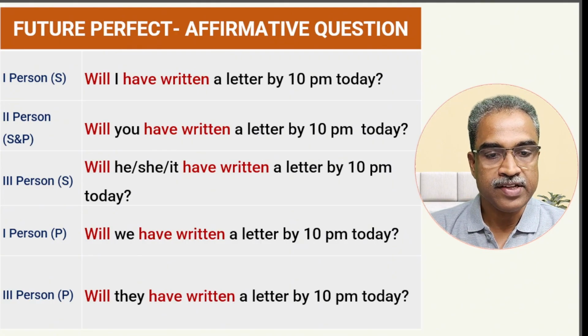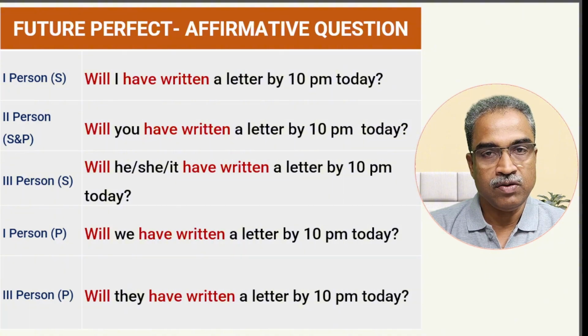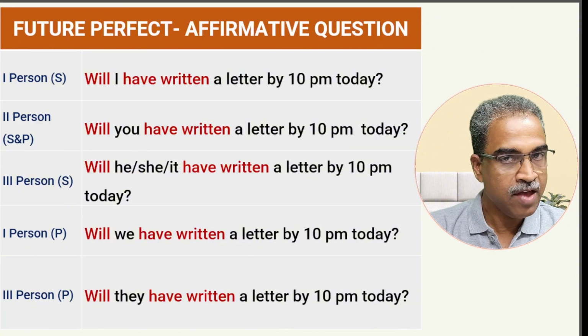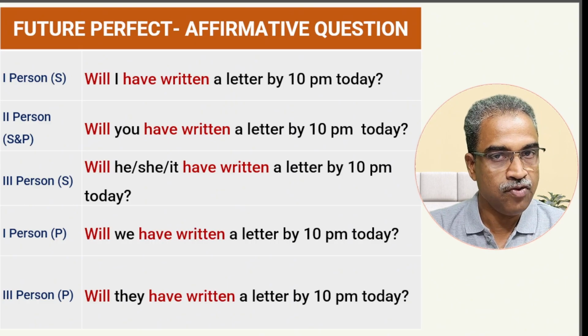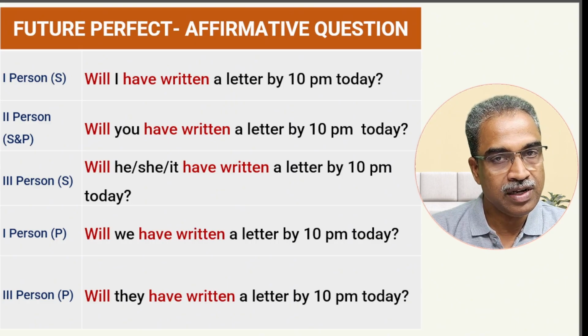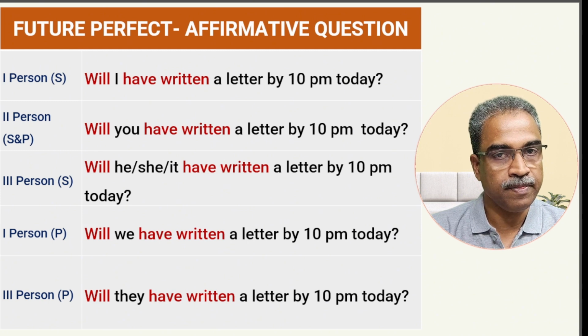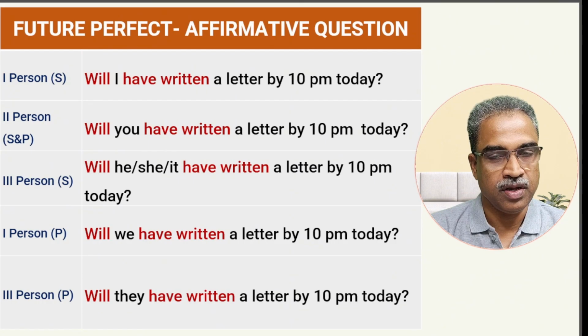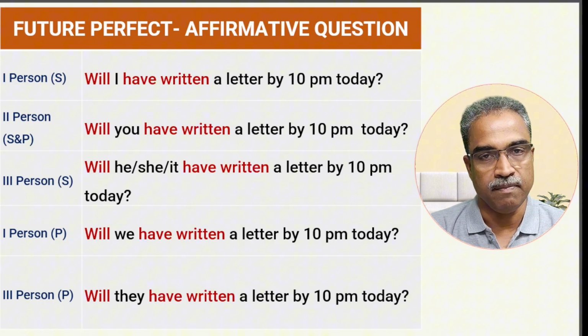Next is he, she, it will have written. Will he have written? Will she have written? Will it have written a letter by 10 p.m. today? That's a question. We follow the same pattern. I'm sure by now you are set and you know exactly what's going to come.